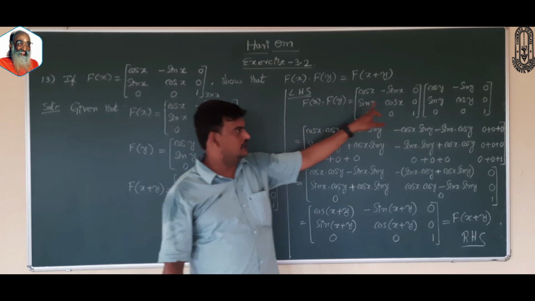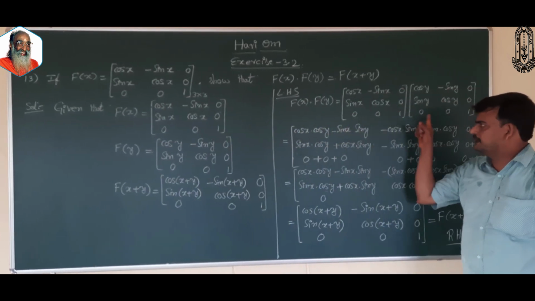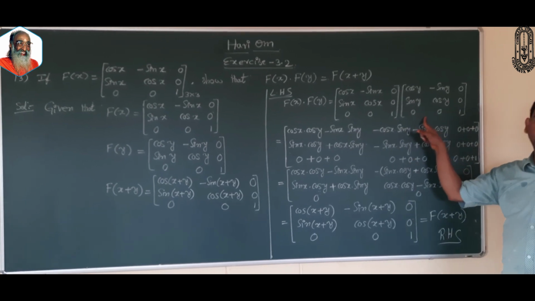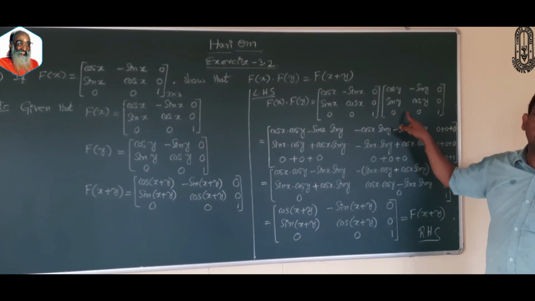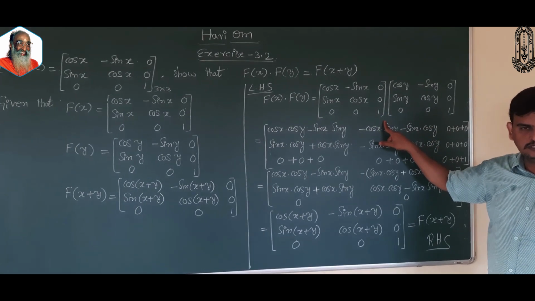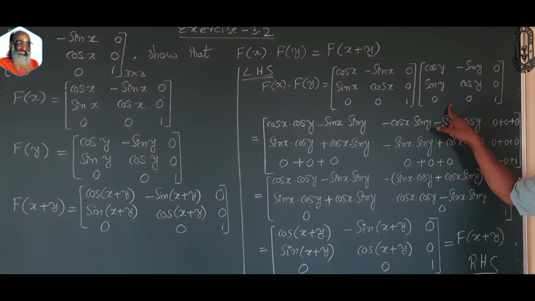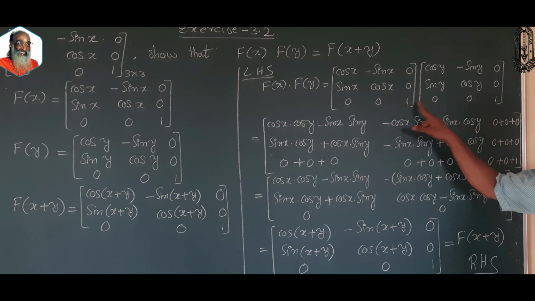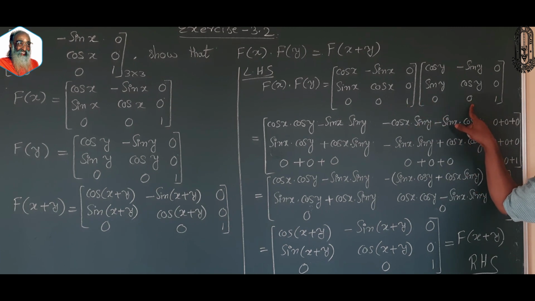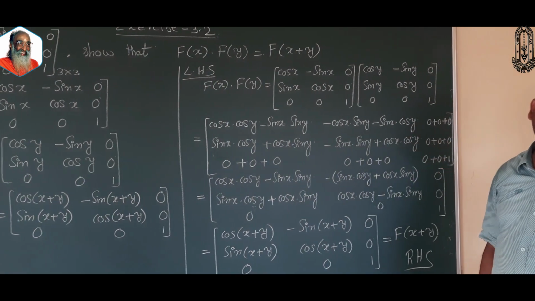F of y also is a 3 by 3 square matrix. We can multiply these two matrices. As we know, for the product of matrices, the first matrix's number of columns and the second matrix's number of rows must be the same. It is a 3 by 3 matrix and it is a 3 by 3 matrix, and both matrices have the same order. So the product is possible. We can multiply, and we know how to multiply.